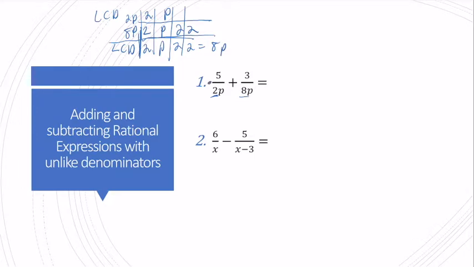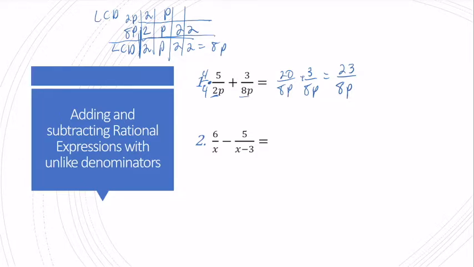Okay, if I take 5 over 2p times 4 over 4, that's going to give me 20 over 8p plus 3 over 8p. So my final answer is 23 over 8p. And I can't simplify that any further.